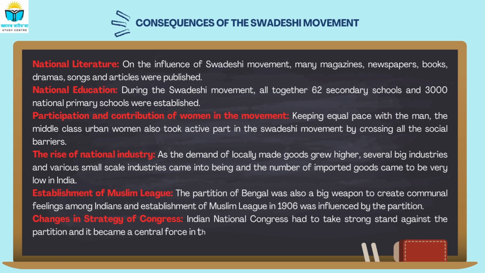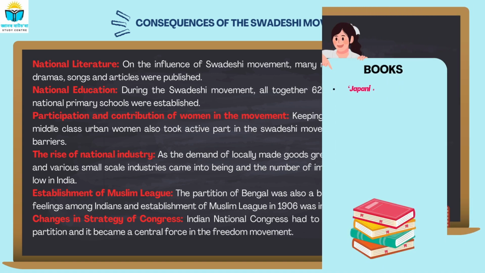Change in Congress strategy. The Indian National Congress had to take a stronger and more assertive stand against British policies. It gradually transformed into a central force in the freedom struggle, representing the voice of a united India.